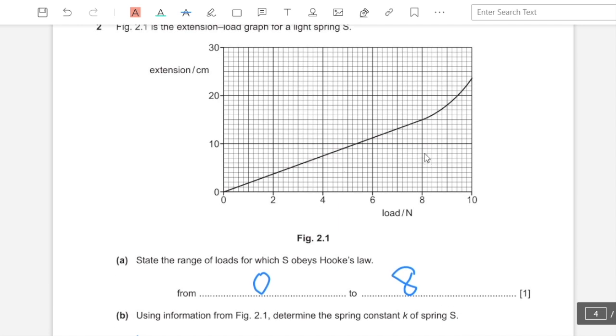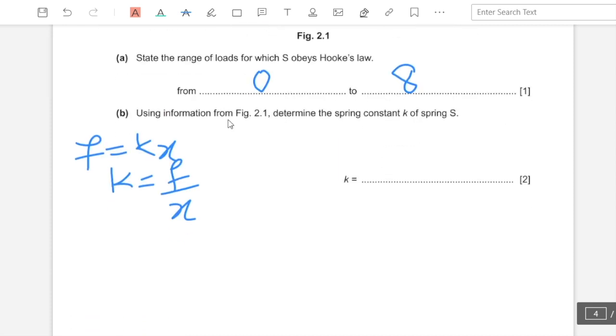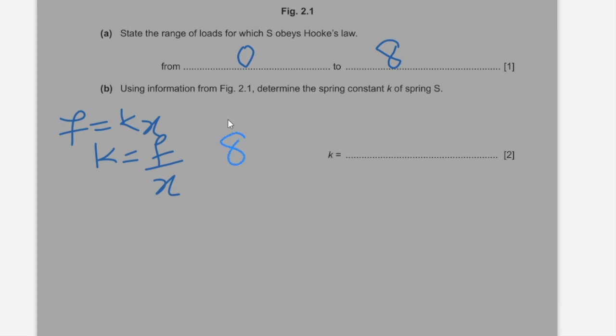So the force value I'm going to be using is 8, and if I drag it back to the y-axis, this gives the extension value as 15. So I have force 8 newtons divided by 15, which gives the answer as 0.53 newton per centimeter.